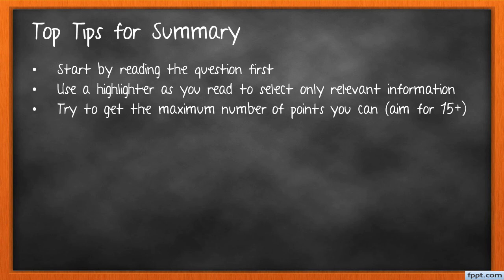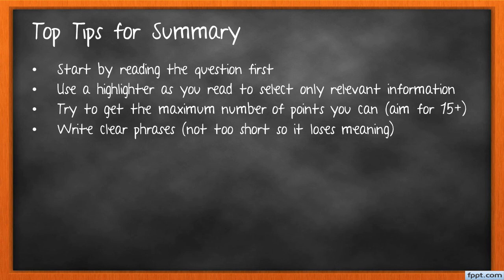Try and get the maximum number of points that you can do. Aim for 15 plus, because as you've just seen, the mark scheme is harsh, it's difficult, so try and play them at their own game. Try and hedge your bets so that you get as many as possible. When you're writing your bullet points, when you're doing your part A, try and write clear phrases. Don't write anything too short so it loses meaning. So for example, jobs, that single one word probably wouldn't give you the marks that you needed. Instead I would write provides job opportunities.